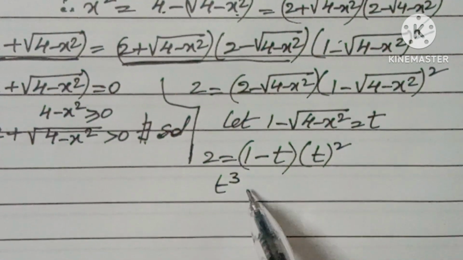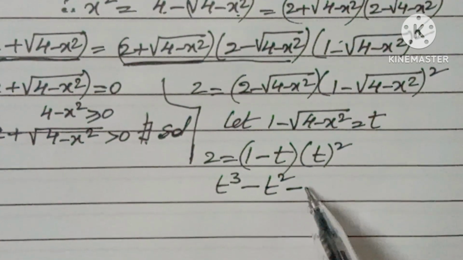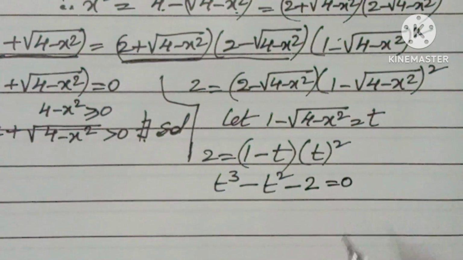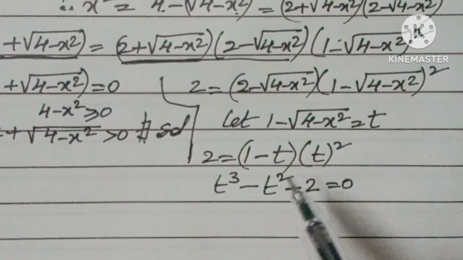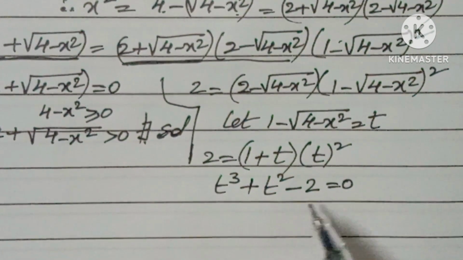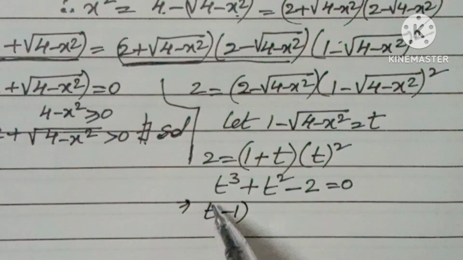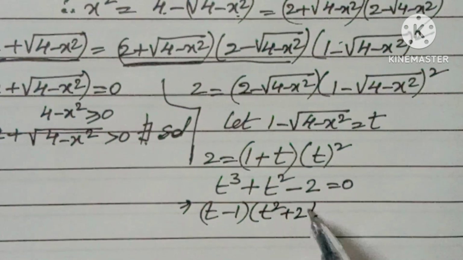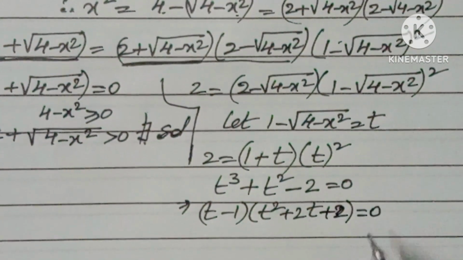Now if you solve this, you will get t cube. Here you will get minus t cube plus t square minus t equal to 0. So t cube plus t square minus 2 equal to 0. Now if you write the factors, (t minus 1) into (t square plus 2t plus 2) equal to 0.